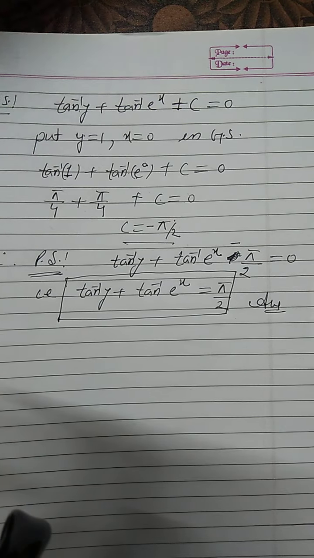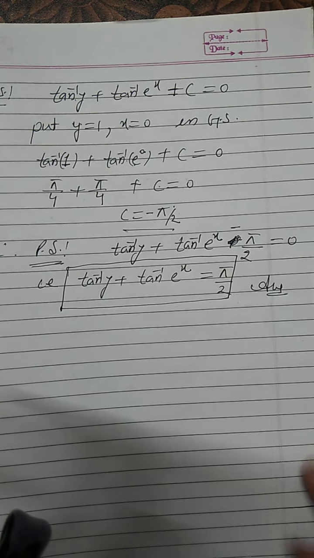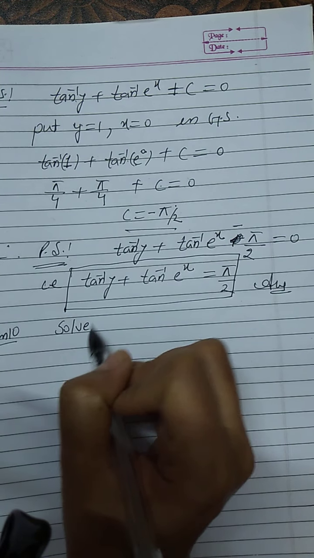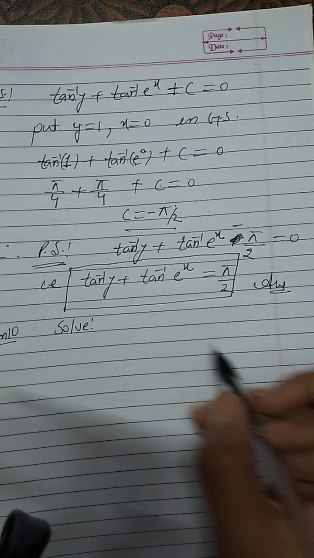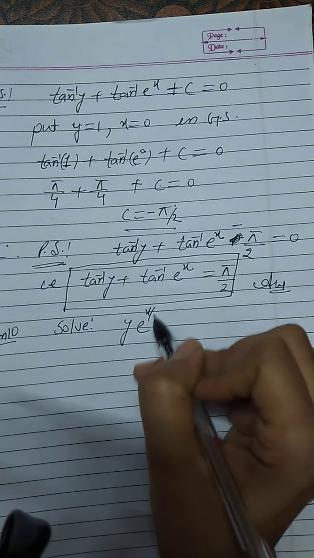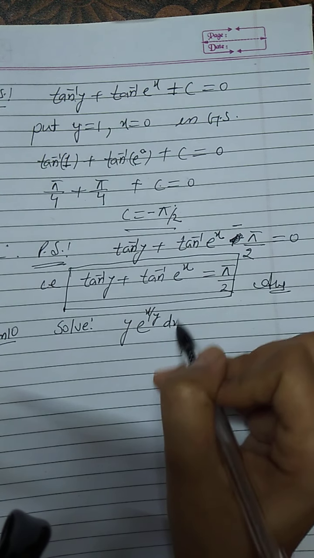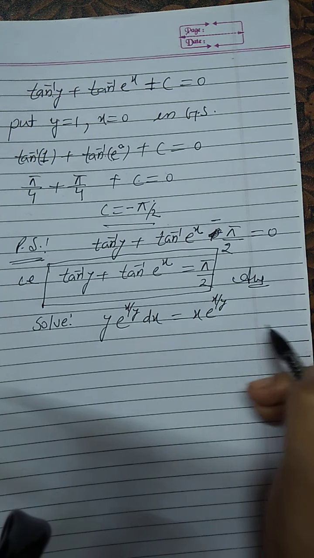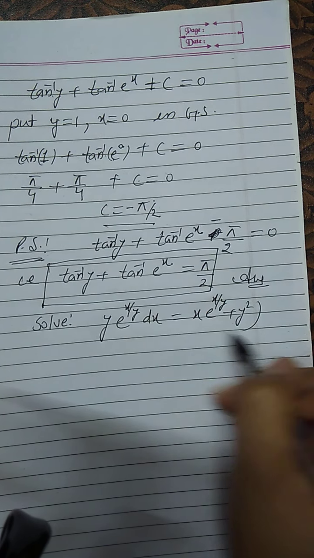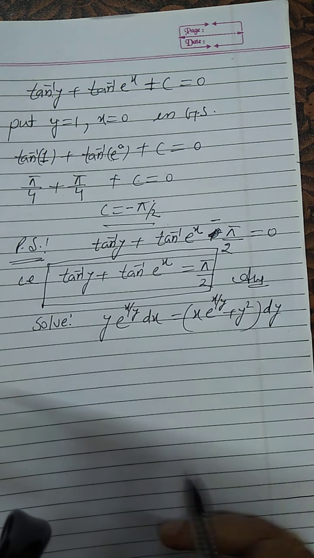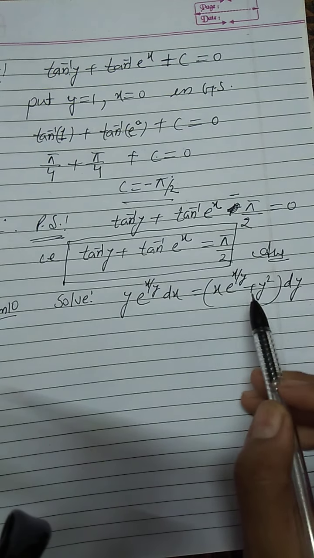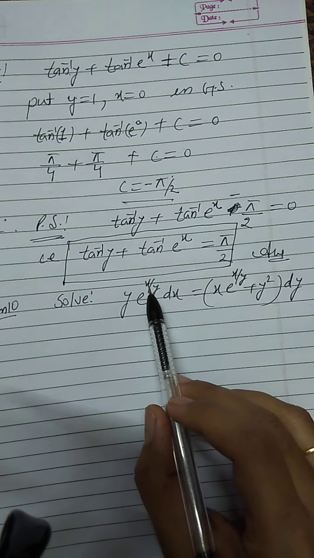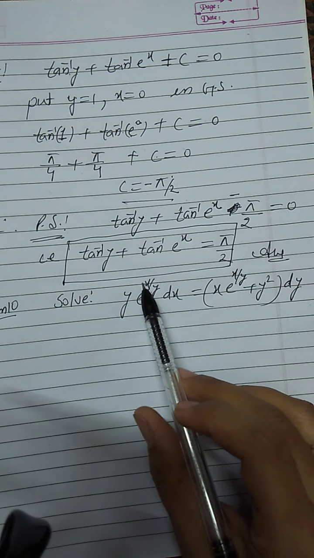will discuss now. Sum number 10 is given: solve the differential equation. We have to solve the differential equation. What kind of differential equation do we have here? It is y e raised to power x upon y into dx equals x e power x upon y plus y square dy. Okay. So if I observe, x upon y is given, e raised to power x upon y. So the power is in x upon y form.